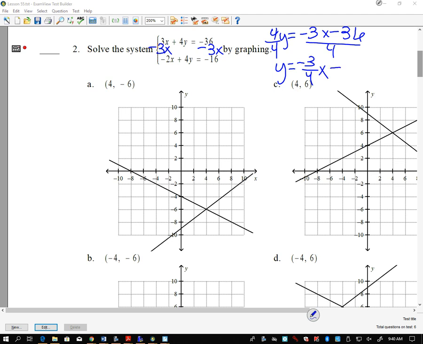Minus, what's 36 divided by 4? Negative 9. All right. So we could probably even go ahead and graph that one, right? So what's the y-intercept on that? Negative 9. And what kind of slope does it have? Negative slope is where it's going to go down 3 over 4, right?